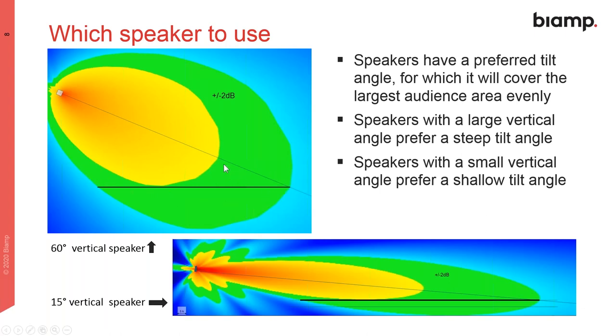Obviously, we want to confine it as much as possible to the seating area. So this 60 degree vertical wants to tilt down fairly steep. It's a 25 or 30 degree angle that's tilting down.